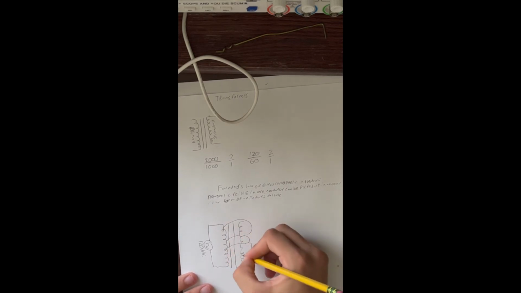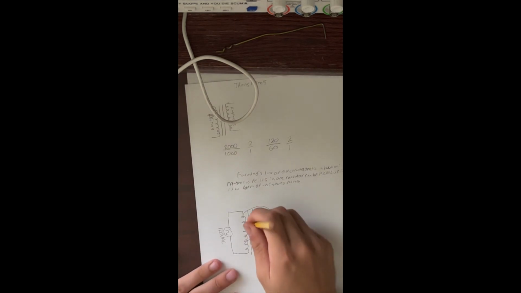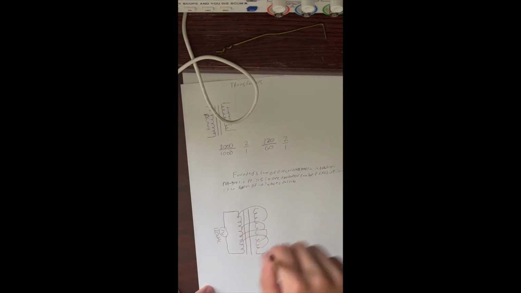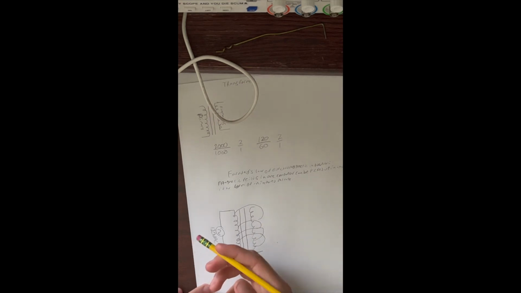I'm not drawing this very well, but bear with me. That's going to go around that magnetic core, which will help magnetize that. And then it goes around our other winding, which magnetizes that. And that's how we're able to convert that voltage.